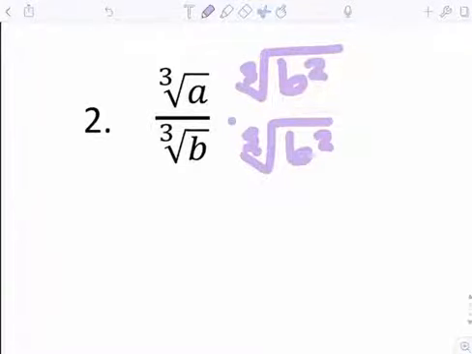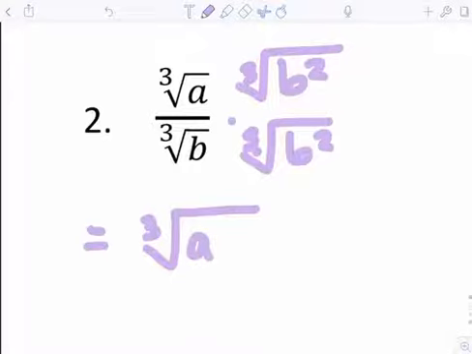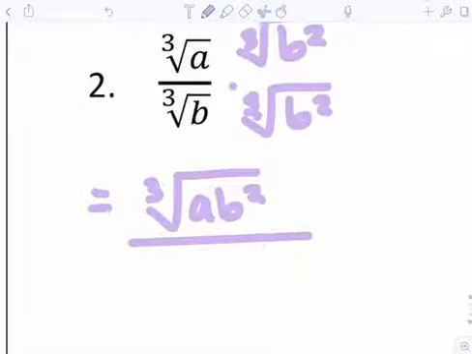So in the numerator, since these are both inside of a cubed root, I'm going to combine the inside. So it's going to be the cubed root of a b squared over, well, this is going to become b cubed on the inside. And the cubed root of b cubed is just b. And then we're done.